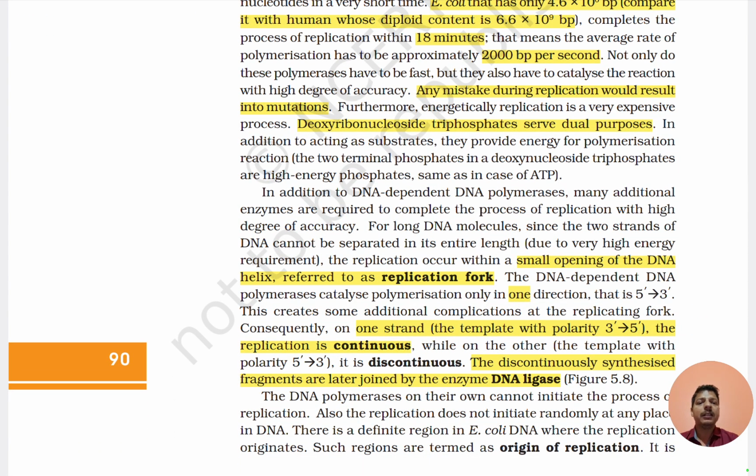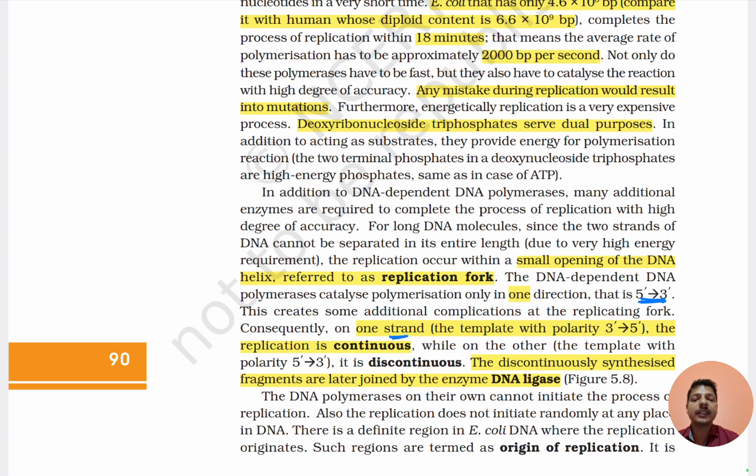And for a long DNA molecule, since the two strands of a DNA cannot be separated in its entire length due to very high energy requirements, the replication occurs with a small opening of the DNA helix referred to as the replication fork. The DNA dependent DNA polymerase catalyzes polymerization only in one direction, that is 5 prime to 3 prime. Remember, only in one direction, 5 prime to 3 prime. This creates some additional complications at the replication fork.